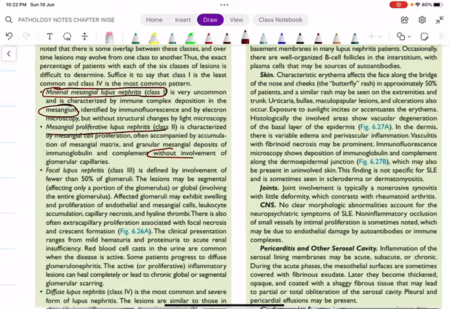Without involvement, that is very important, without involvement of glomerular capillaries. In the mesangial proliferating class, only the mesangium is involved. The glomerulus is not involved in class 2.